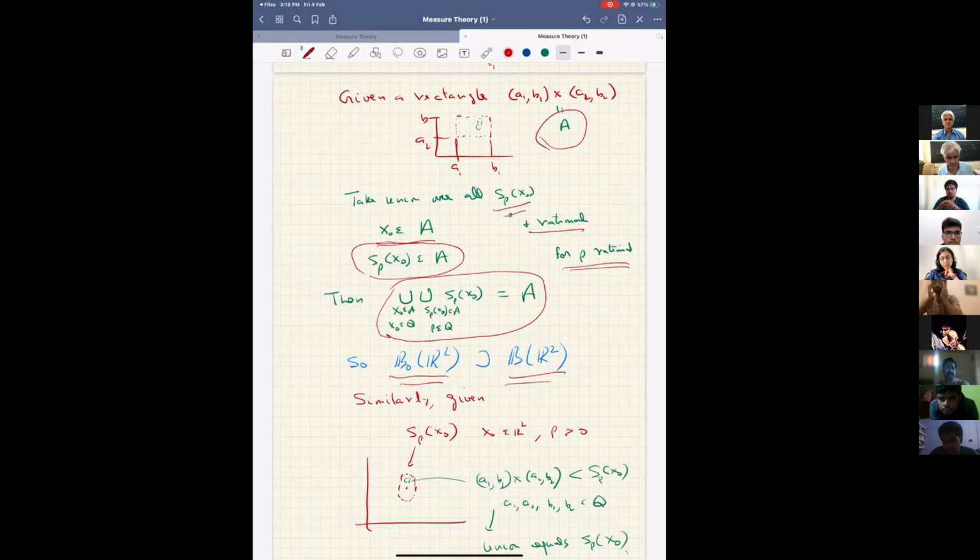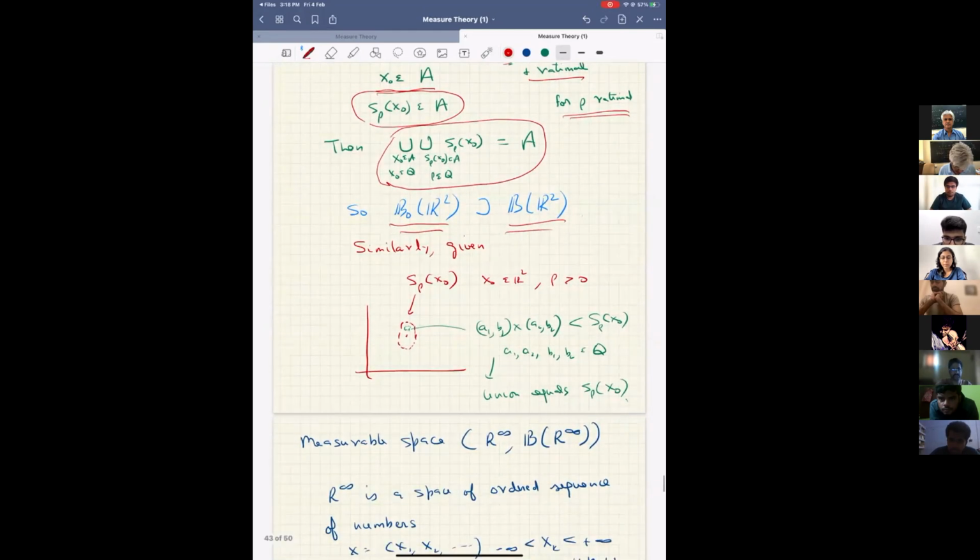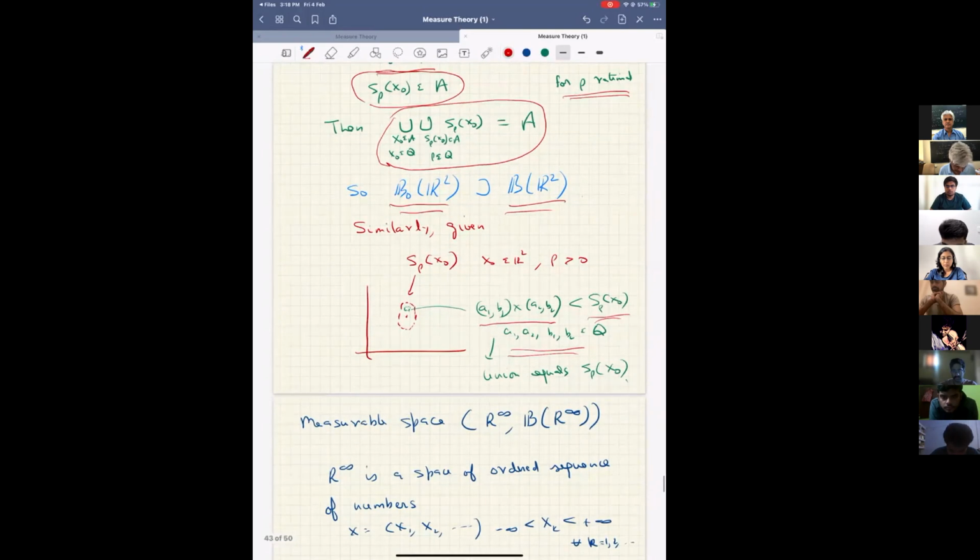And this is all because I'm dealing with rationals. A product of rationals is again rational, again countable. You take another product, it's again countable. So (A1, B1) cross (A2, B2), so that I lie in this ball S(rho, x0), where A1, A2, B1, B2 are rationals. Yeah, so that's it.